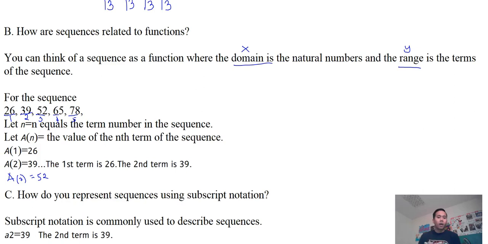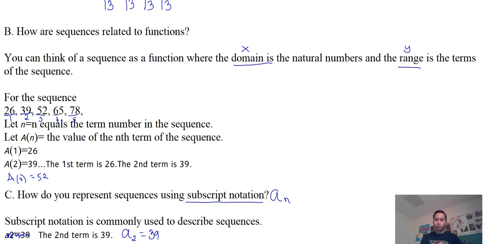Now, how do you represent the sequence using subscript notation? In this manner, we have a sub n, where the subscript is the n. Subscript notation is commonly used to describe a sequence. I want to check this one, so that must be a sub 2 is equal to 39. The number 2 as a subscript describes what term the number is. So 39 is the second term in the sequence, right?